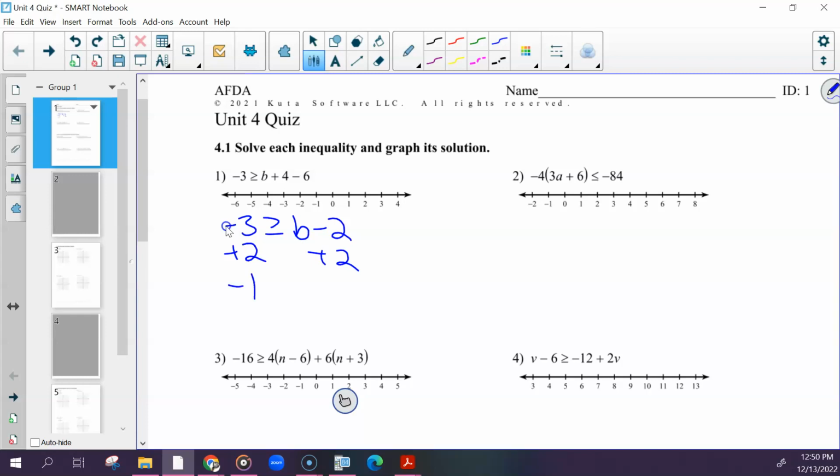We have -1, if we're reading it left to right. -1 is greater than or equal to b, or read it backwards to graph it: b is less than or equal to -1. Some of you were getting tripped up on which direction it goes, because you wrote it like this, so you graphed it to the right, but it should have been graphed to the left. So always either read it backwards if you don't want to change it, or just change it. So that would be closed to the left. Questions on that one?